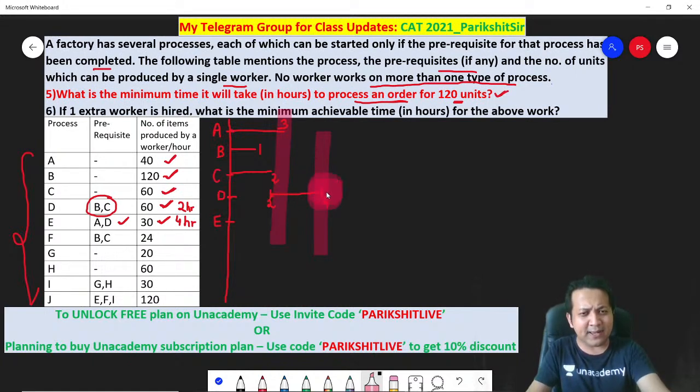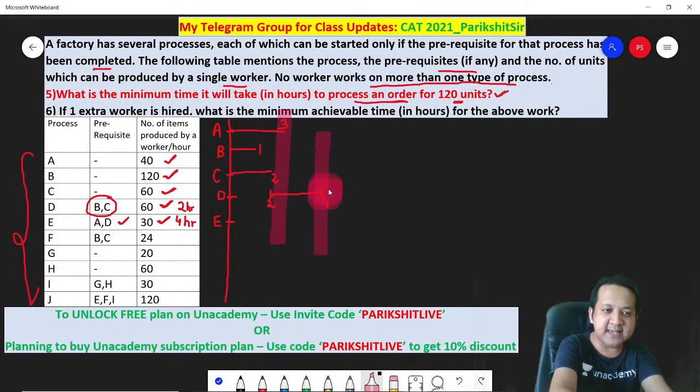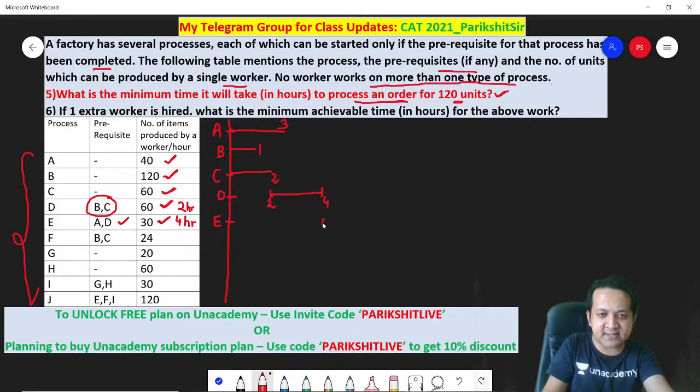So A and D will get completed by the end of 4 hours. At the end of 3 hours, D is not yet complete. So can I say E can only and only start at the end of 4 hours? E can only start at the end of 4 hours, and the moment it starts, it will take another 4 hours. So 4 to 8.